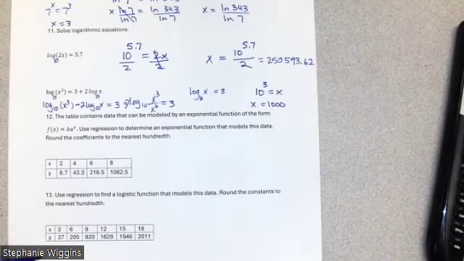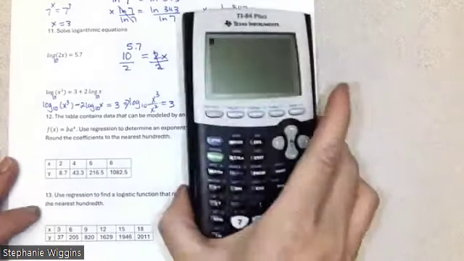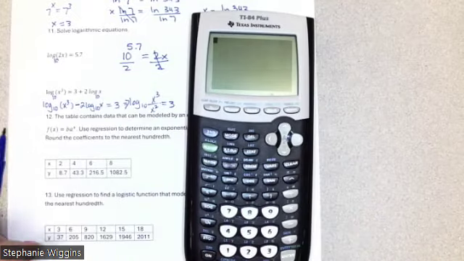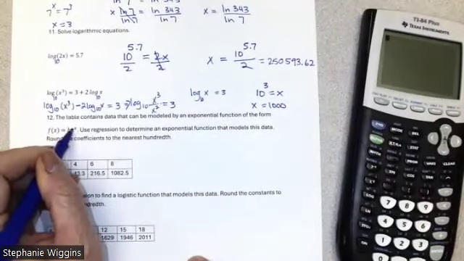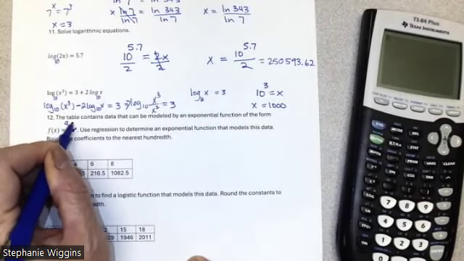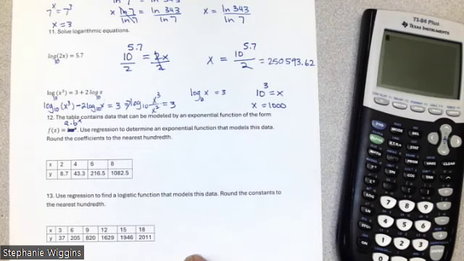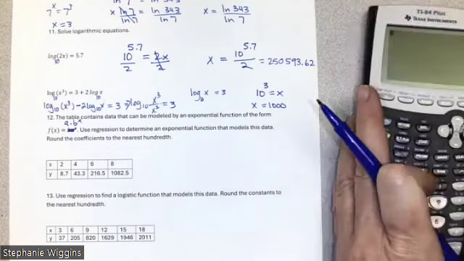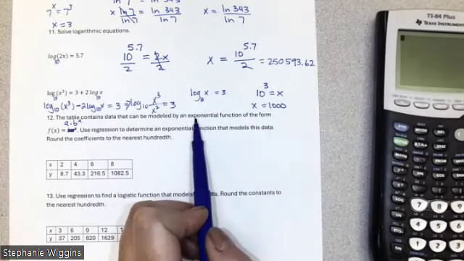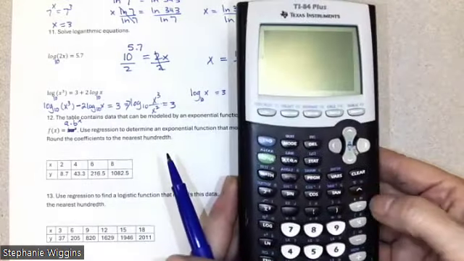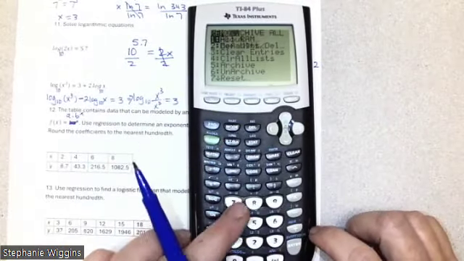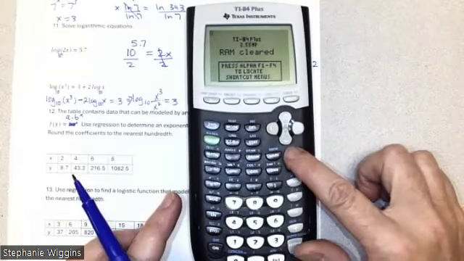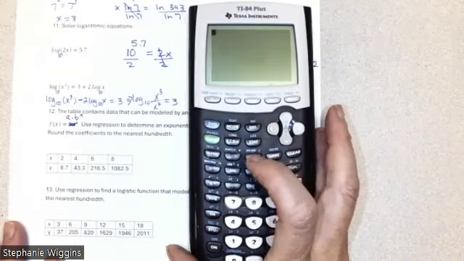Now with these, you're going to use your calculator regression function. So here, now this is a typo, by the way. That should be a times b to the x. So we're going to go ahead and use exponential regression. So let me go ahead and clear out everything. I always like to do that just to make sure. So everything's cleared for my calculator.